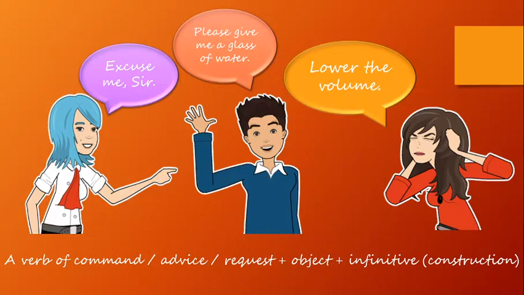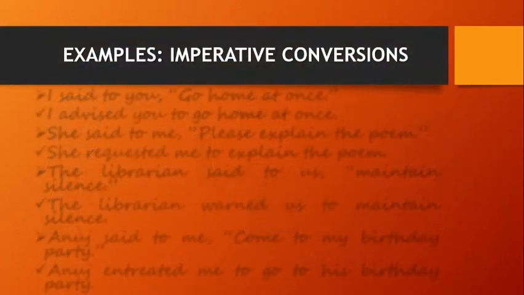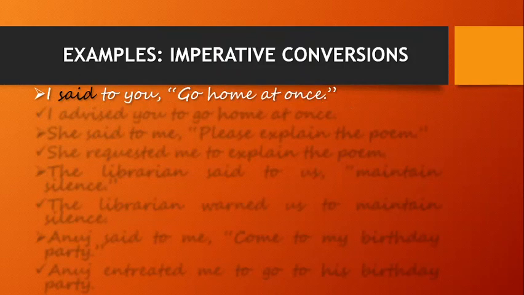Now, if your mind is really confused trying to process all this information, let's have some proper examples in front of us. So, let's have a very simple sentence first. I say to you, go home at once. Maybe you are needed there, maybe you should be there for some reason or whatever.